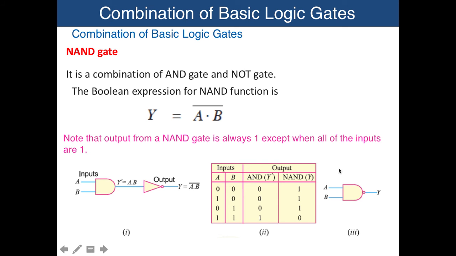And this is the symbol for the NAND gate. This bubble shows the inverting AND gate. So NAND gate is nothing but the inverting AND gate. And here one thing is noted, the output from a NAND gate is always 1, except when all of the inputs are 1, then the output is 0.